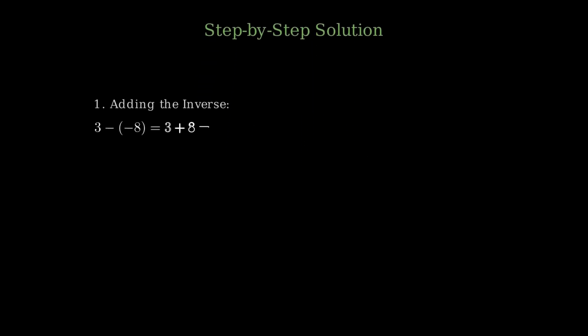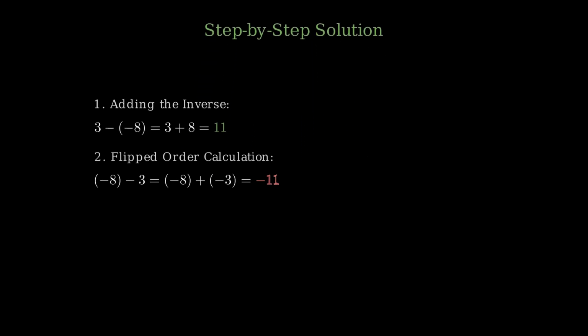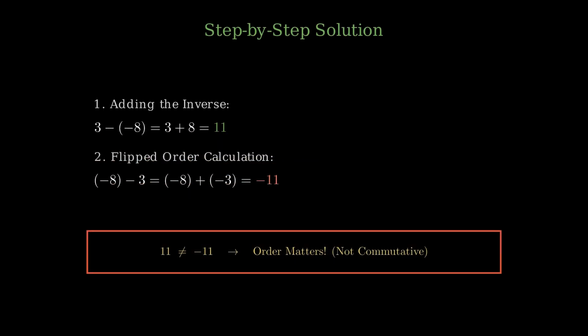Here is the solution. For question 1, subtracting -8 is the same as adding its opposite, which is positive 8. 3 plus 8 gives us 11. For question 2, negative 8 minus 3 is rewritten as negative 8 plus negative 3, which equals negative 11. Since 11 is not equal to negative 11, this directly proves that subtraction is not commutative.